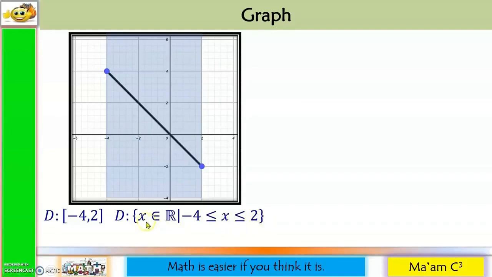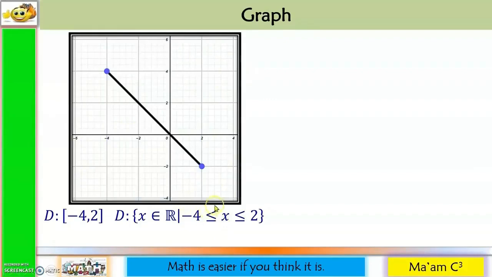So this is read as x is an element of real number such that x is less than or equal to 2, but greater than or equal to -4. Meaning, your domain is from -4 to +2 only. Which is correct because you don't see any graph in here as well as in this portion. Now, let's talk about the range.